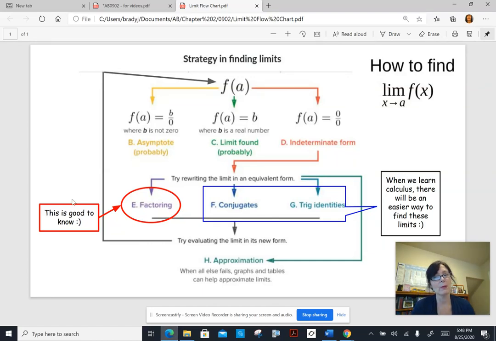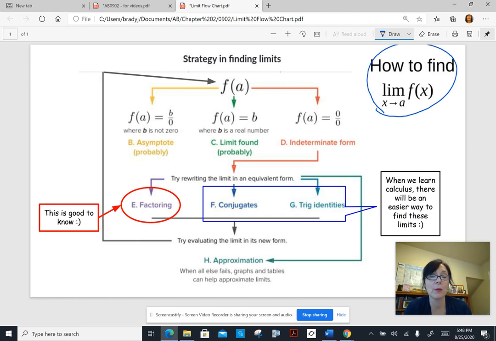Okay, so I found this chart, and I annotated it with some extra things. I thought this was super helpful. It's how you find a limit. Really, the first thing you want to do is take whatever this is and put A in. That's always your first step.